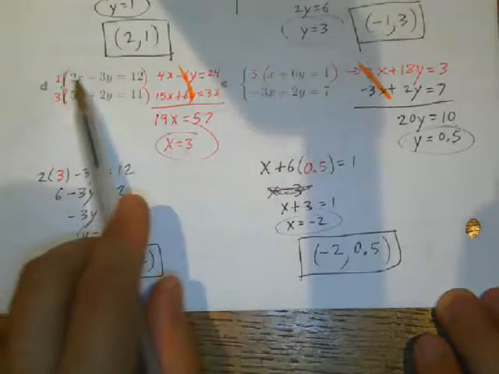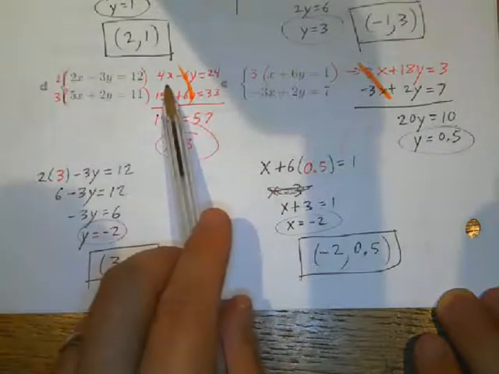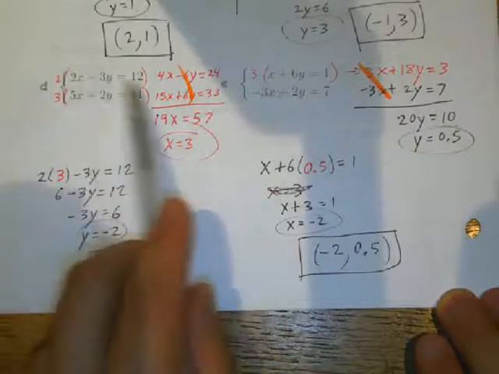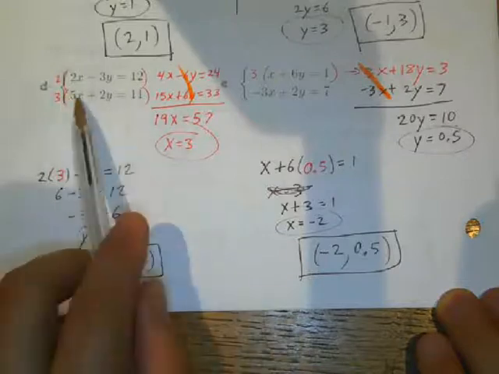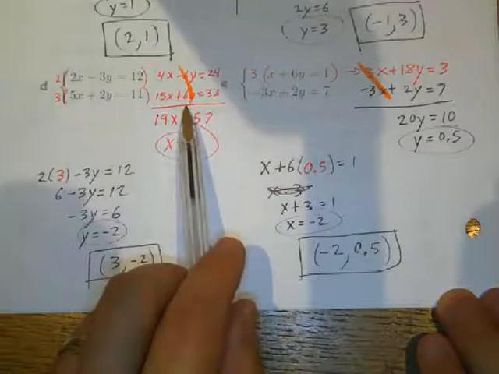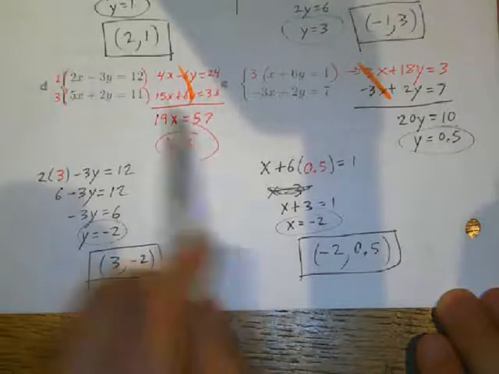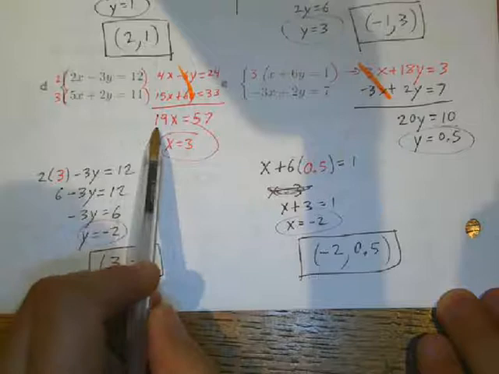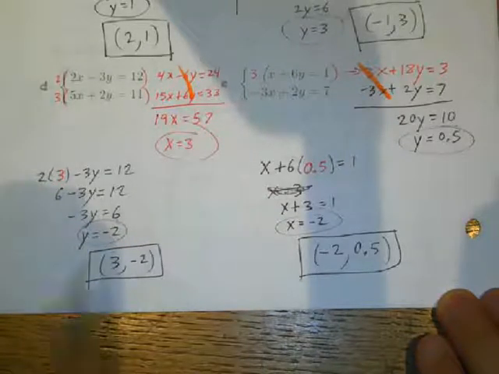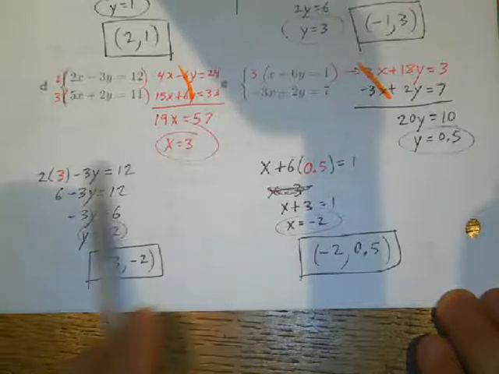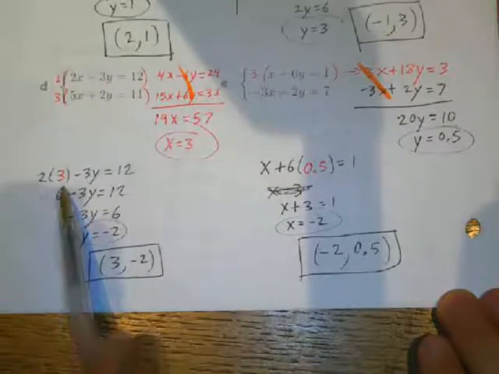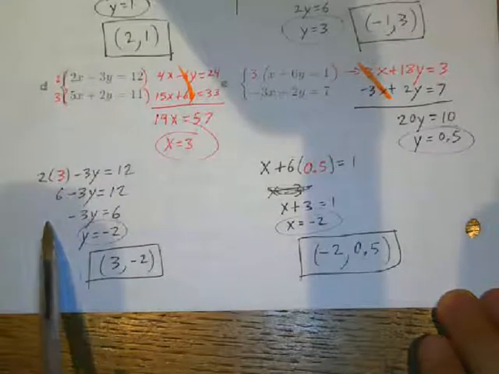Multiplying the top by 2, we end up with 4x minus 6y equals 24, because I multiplied everything in the top row by 2. Here I multiplied everything in the bottom row by 3, and now I've got negative 6y and positive 6y. That cancels out. 4x plus 15x gives me 19x. 24 plus 33 gives me 57. And now that I've got x equals 3, I plug that into either the top or the bottom equation. Here I plugged it into the top equation, and then I solved for y.